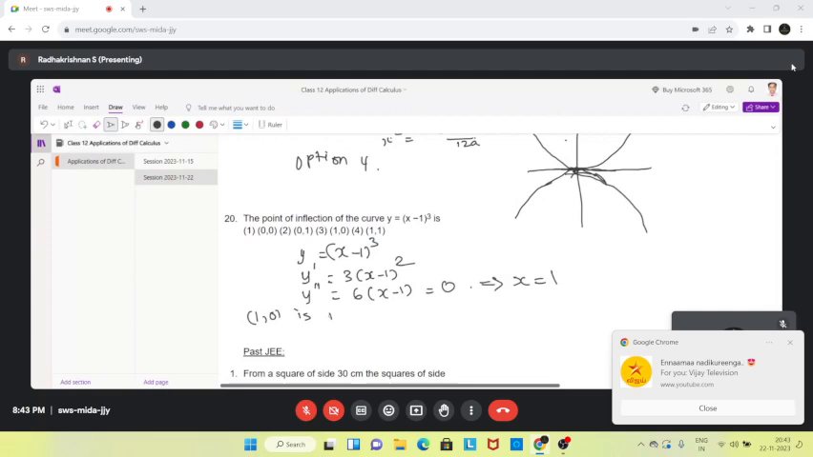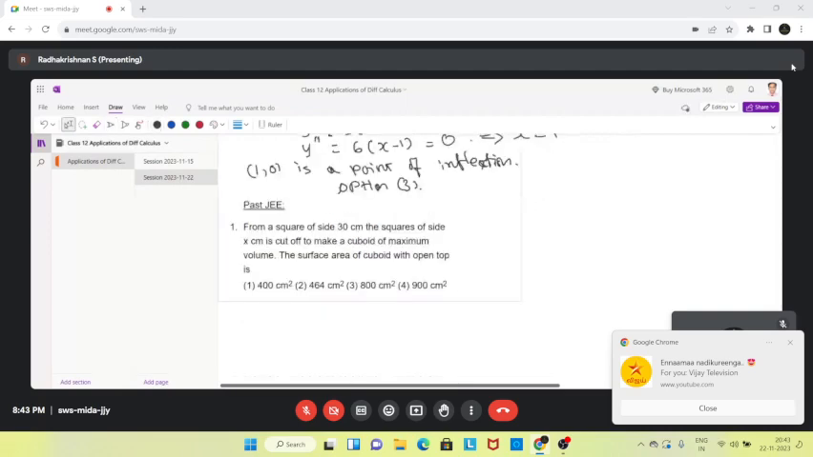So here, from a square of side 30 centimeter, squares of side x centimeters are cut off to make a cuboid of maximum volume. The surface area of the cuboid with open top is. So what they are saying is that there is a square.